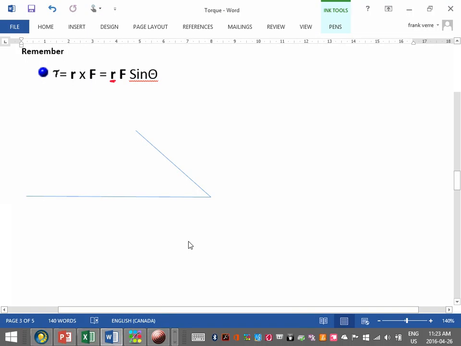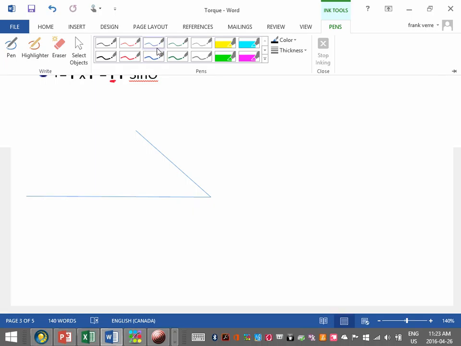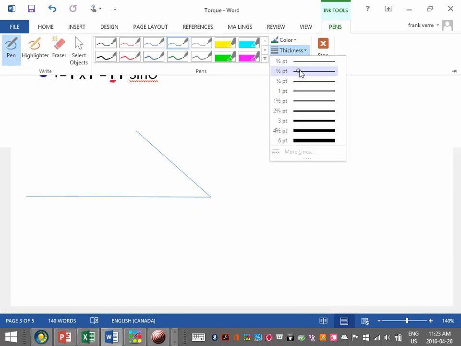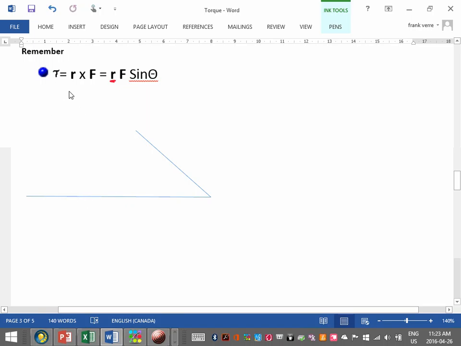All right, ladies. Let's talk a little bit more about torque. If you recall, last time we were talking about the formula for torque, and we defined it as a force times the distance, but these two have to be what? Perpendicular. So I want to just mention something.